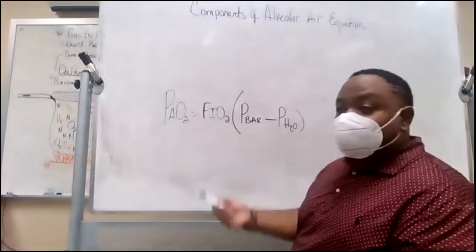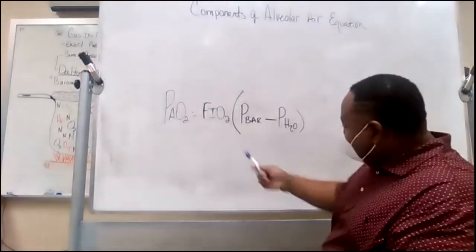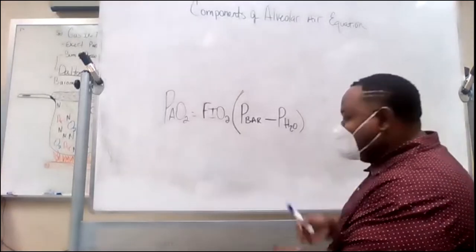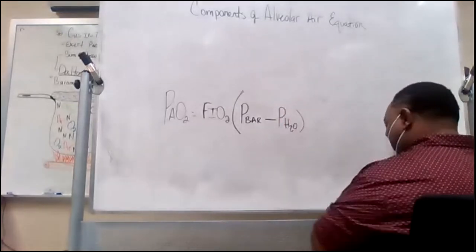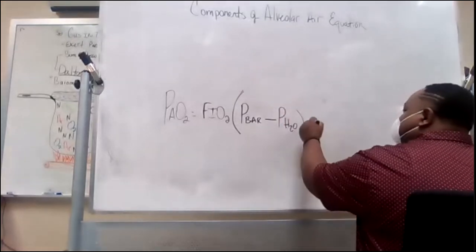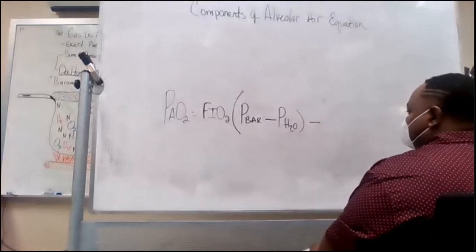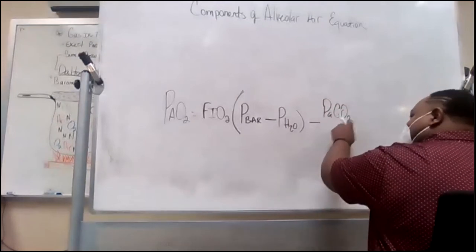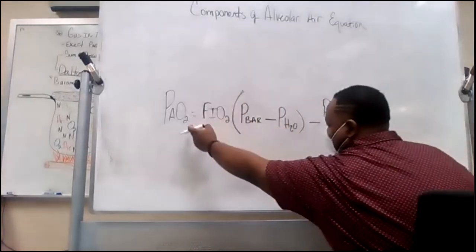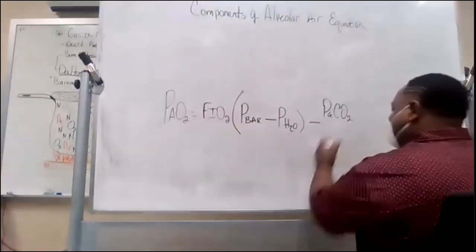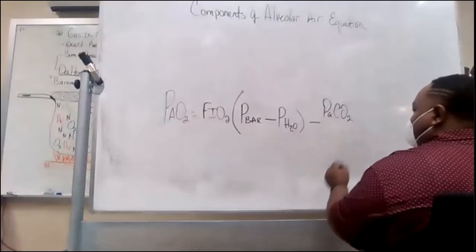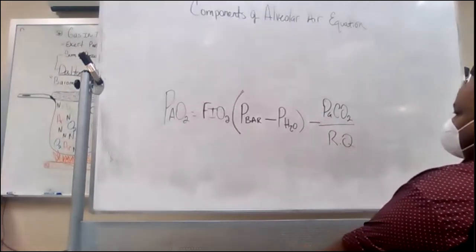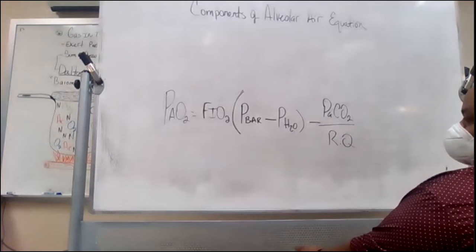So I have to take the FiO2, which is how much they are breathing in, times barometric pressure minus water vapor. I have to take that water vapor out. What's the next thing I'm going to subtract out? PaCO2. I don't want to know how much carbon dioxide is in the lung. I'm getting rid of the CO2 as well, which is the CO2 divided by the RQ. That is the formula.